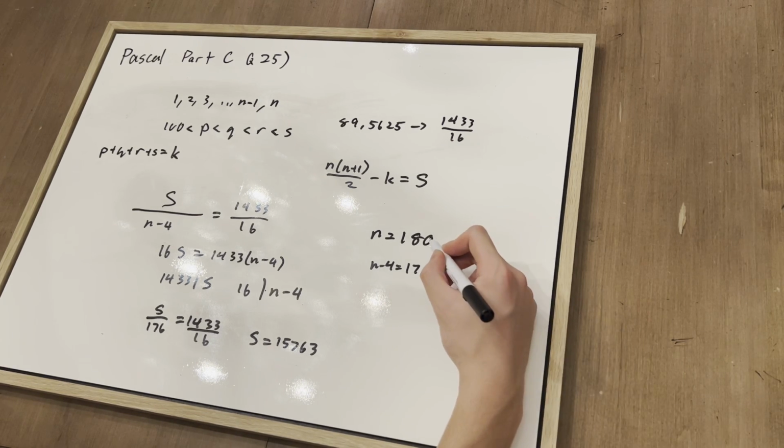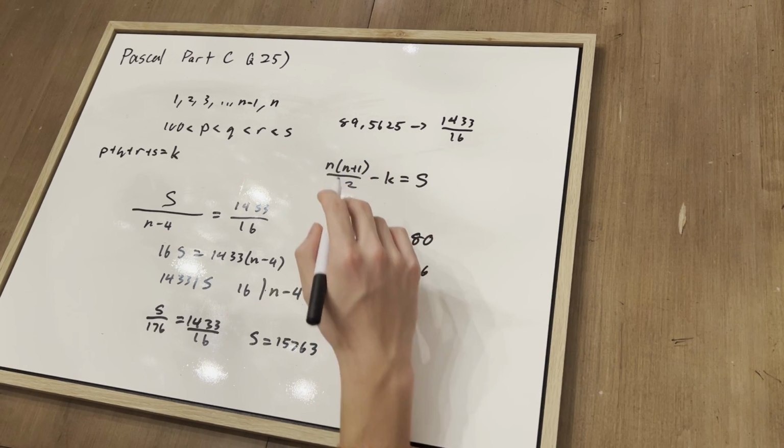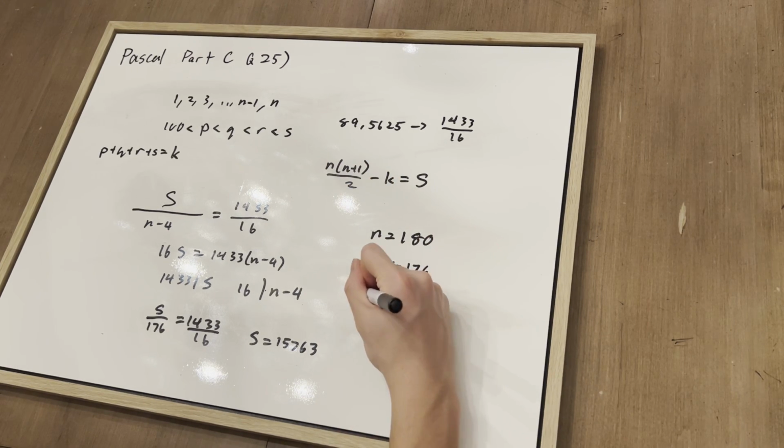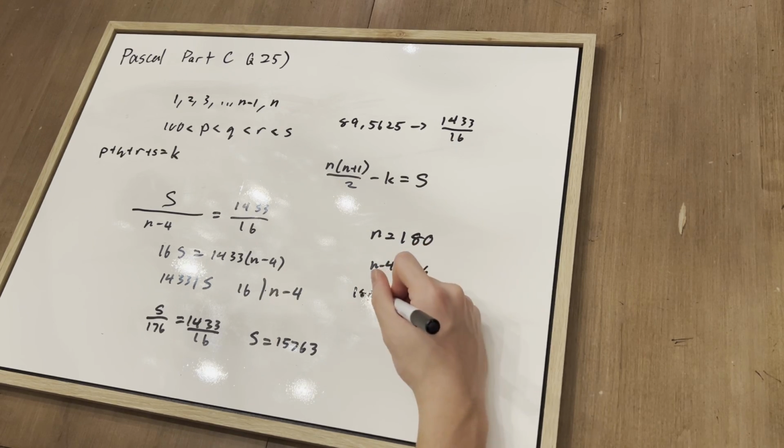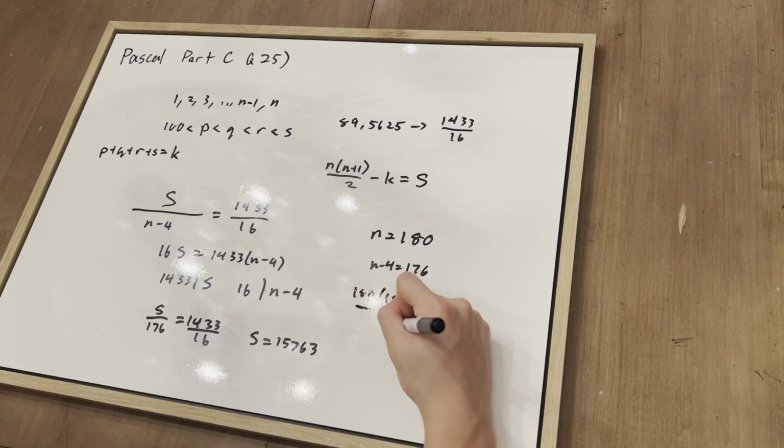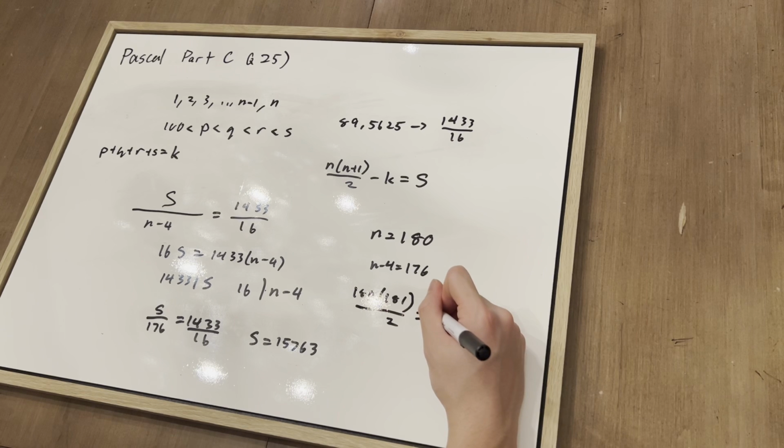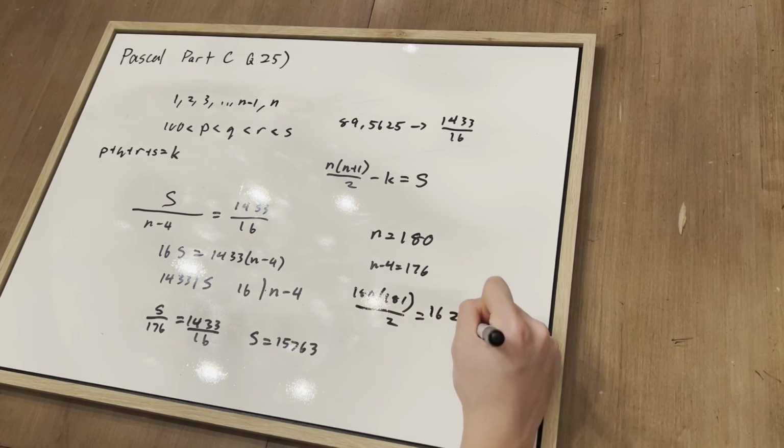Then what we can do is actually find what the original sum turns out to be. How we do that is to plug n equals 180 into the original sum, n times n plus 1 over 2. So we just take 180 times 180 plus 1, or 181, and divide by 2. From here, what we get is 16,290.